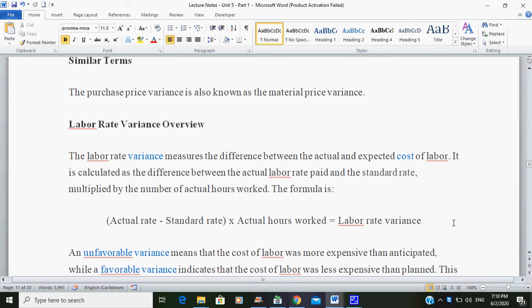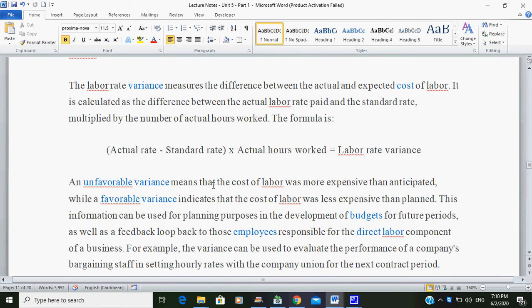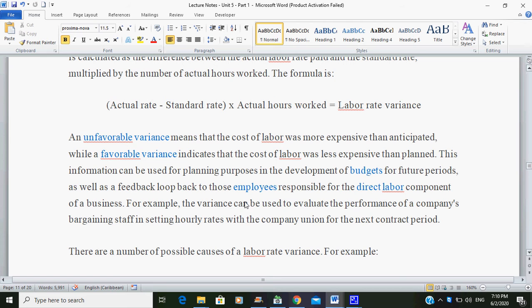This information can be used for planning purposes in the development of budgets for future periods, as well as a feedback loop back to those employees responsible for the direct labor component of a business. For example, the variance can be used to evaluate the performance of a company's bargaining staff in setting hourly rates with the company union for the next period. There are a number of possible causes of a labor rate variance.